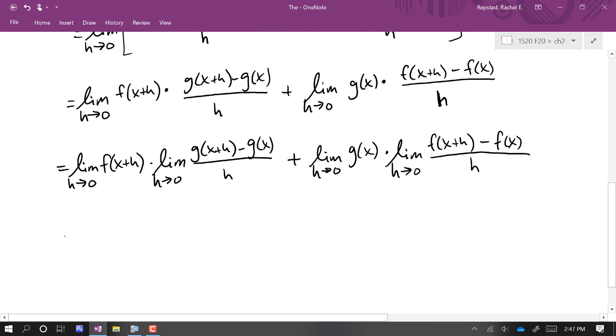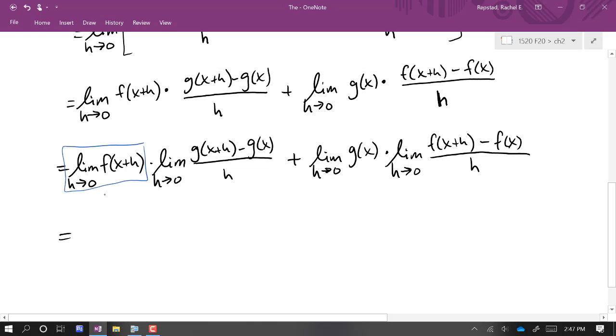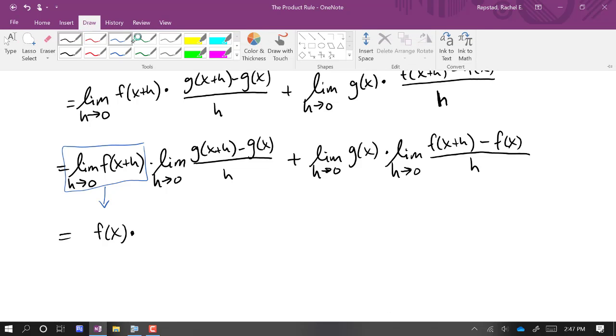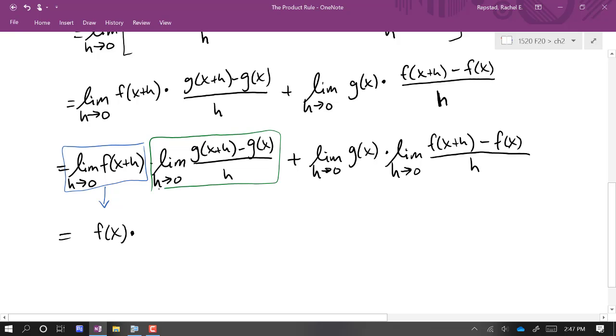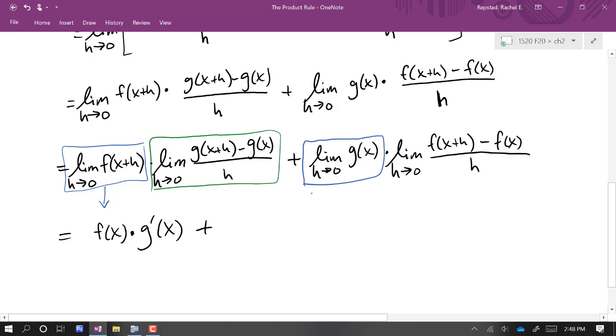All right, now we're just about done. As h approaches 0, let's do each part on its own. As h approaches 0, f of x plus h approaches f of x. Now, this next limit, the limit as h approaches 0 of g of x plus h minus g of x all over h, that is the definition of the derivative, so that's g prime of x. Next, we have the limit as h approaches 0 of g of x, and there's no h in there. So whether or not h is approaching 0, or h could approach anything, g of x is just g of x.